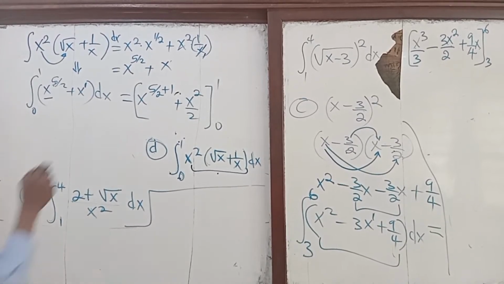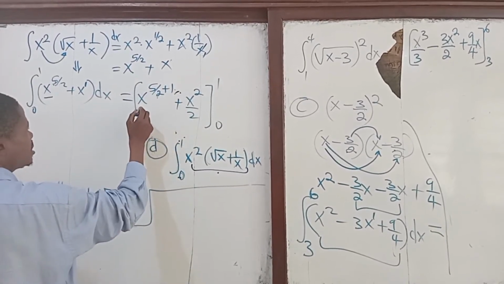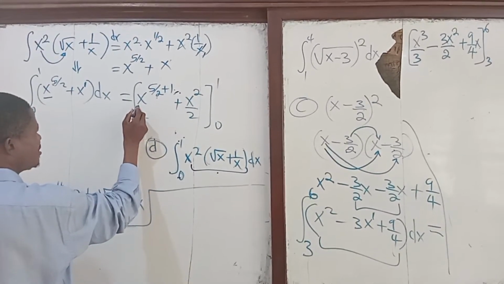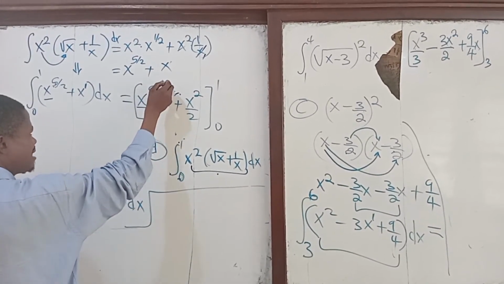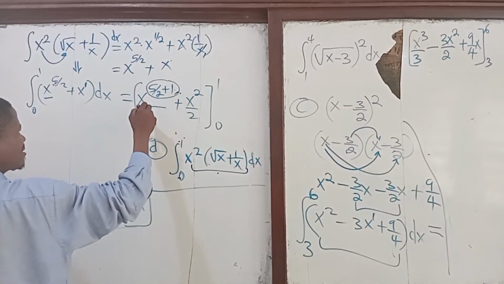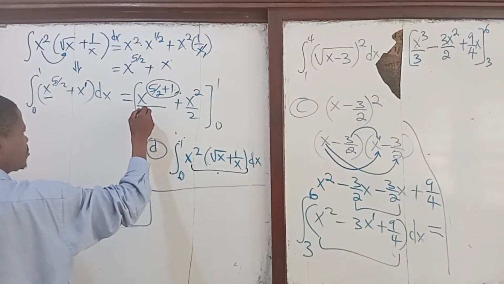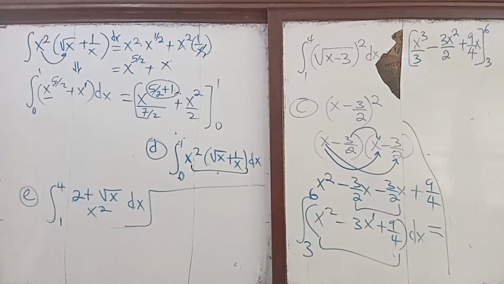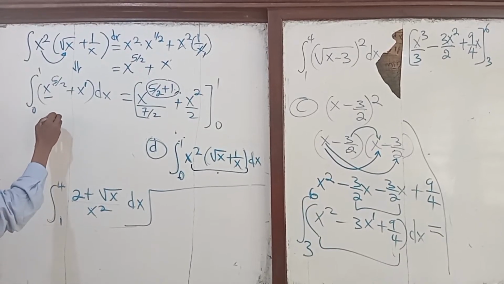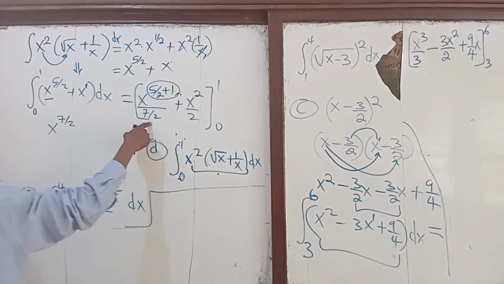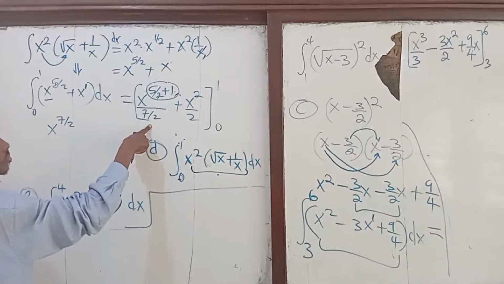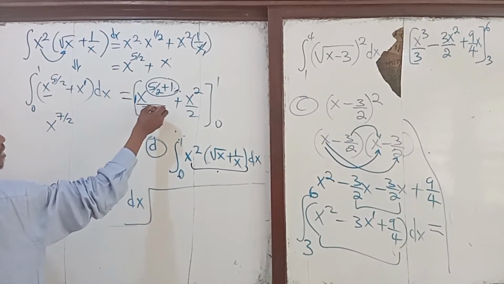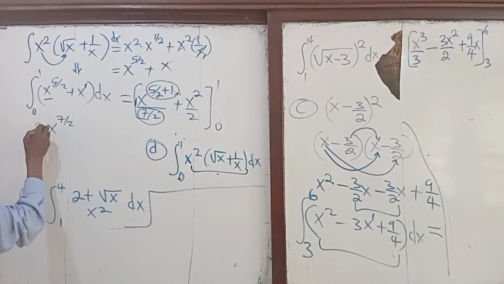Okay, and if you do this one, don't forget the "over." If you add these together, that's 7 over 2. So 5 over 2 plus 1 is x to the power 7 over 2, all over 7 over 2. There's a 1 here, so this one will flip upside down. We have 2 over 7.